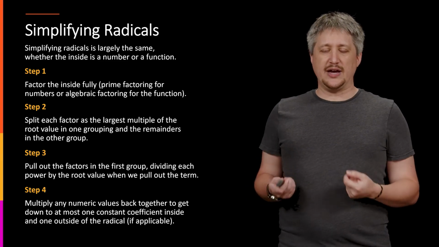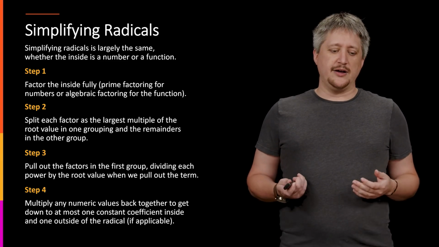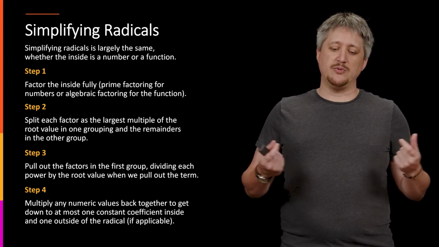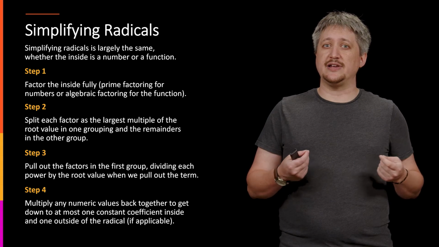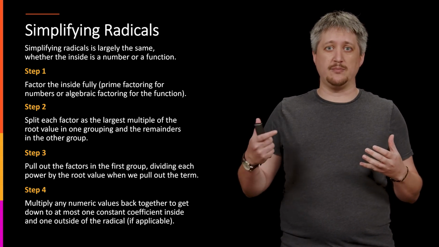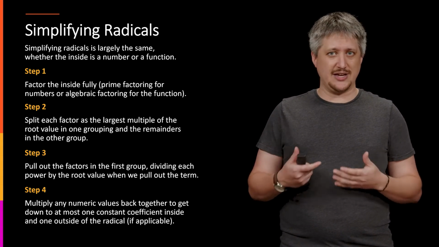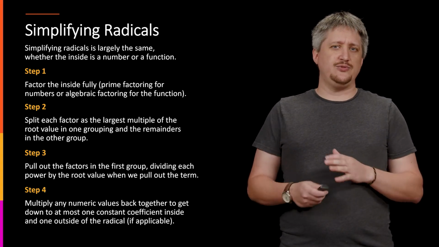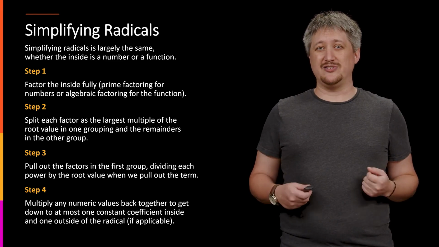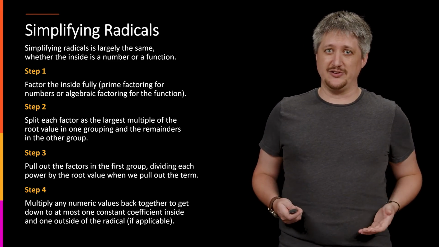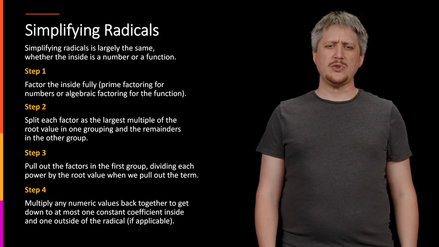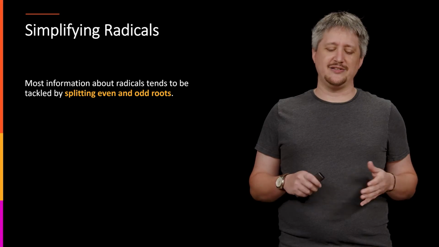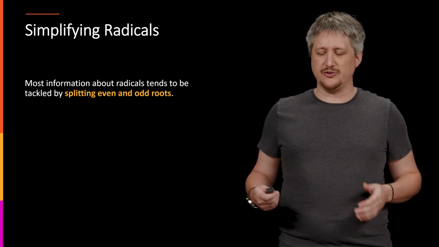Finally, if you have numbers involved inside or outside, or both, you want to multiply together the number parts, right, to get one number inside and one number outside at most. Again, you may not have coefficients, so it may not need to do that. But importantly, you definitely don't want to do that with the algebraic factors unless you have some very specific compelling reason to do so. Okay? All right.